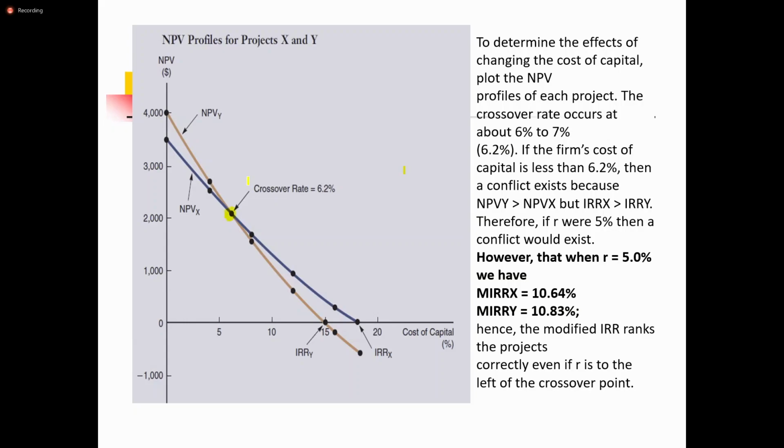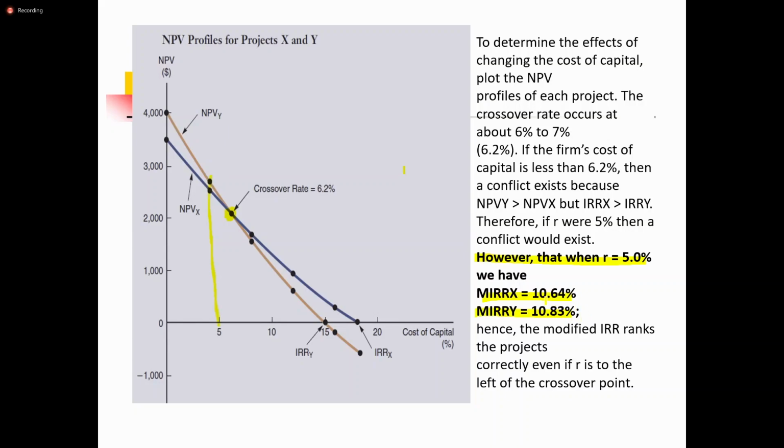In the question you asked, at 5%, what would happen? Is there any conflict or not? There is a conflict, madam, because it's less than the crossover rate. So in order to resolve this conflict, you can calculate MIRR at 5%, at the 5% cost of capital. If you calculate the modified internal rate of return at 5%, for X it is 10.64 and for Y 10.83.